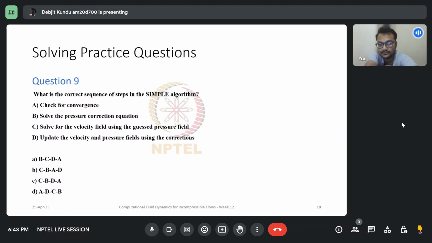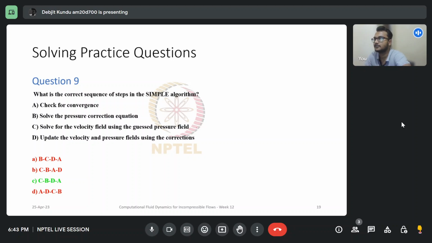And the different sequences which are possible answers to this question are option A, BCDA, option B, CBAD, option C, CBDA, and option D, ADCB. So we will have a look at the solution for this one. It's option C, CBDA, that is the correct order.